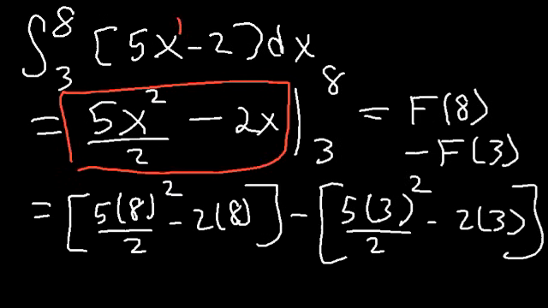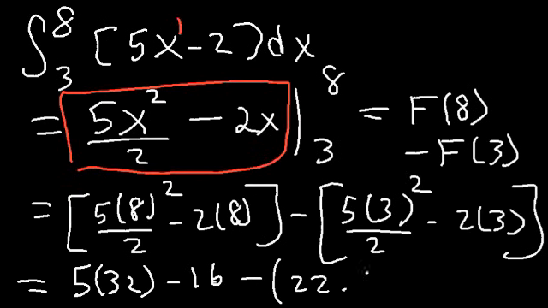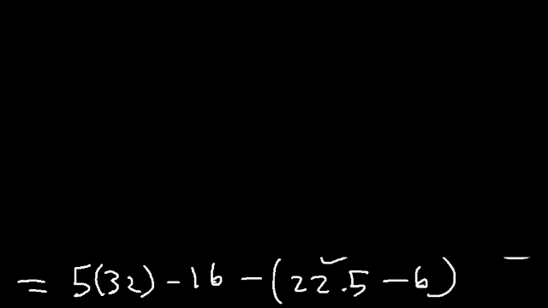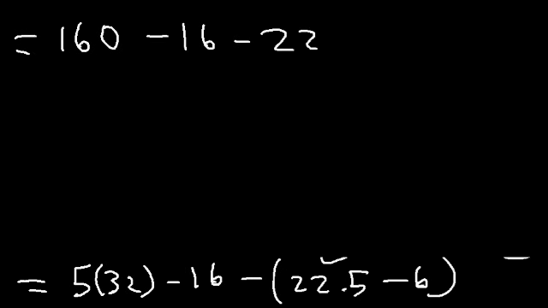8 squared is 64, and half of 64 is 32. So we have 5 times 32. 2 times 8 is 16. 3 squared is 9. 9 times 5 is 45. And half of 45 is 22.5 minus 6. What's 5 times 32? 5 times 30 is 150. 2 times 5 is 10. So it's 160. So we have 160 minus 16 minus 22.5 plus 6.